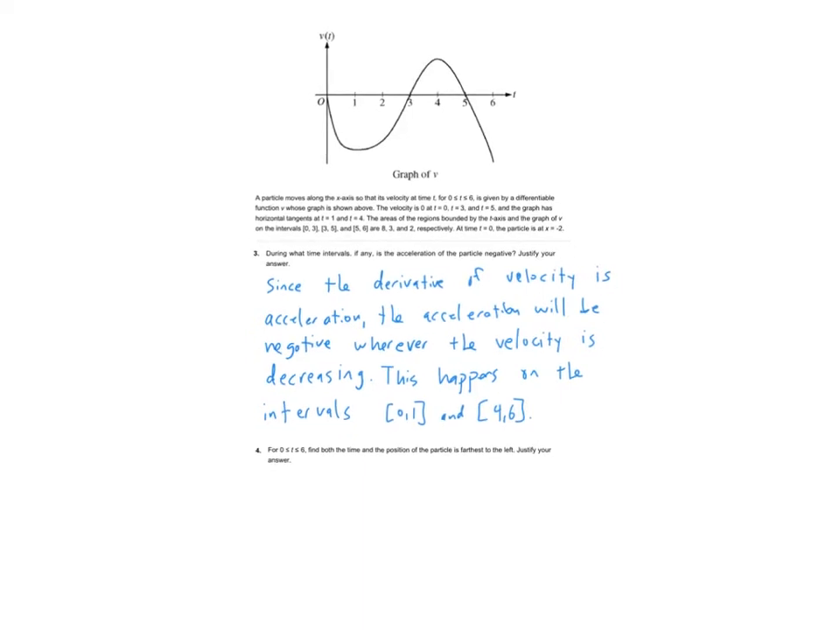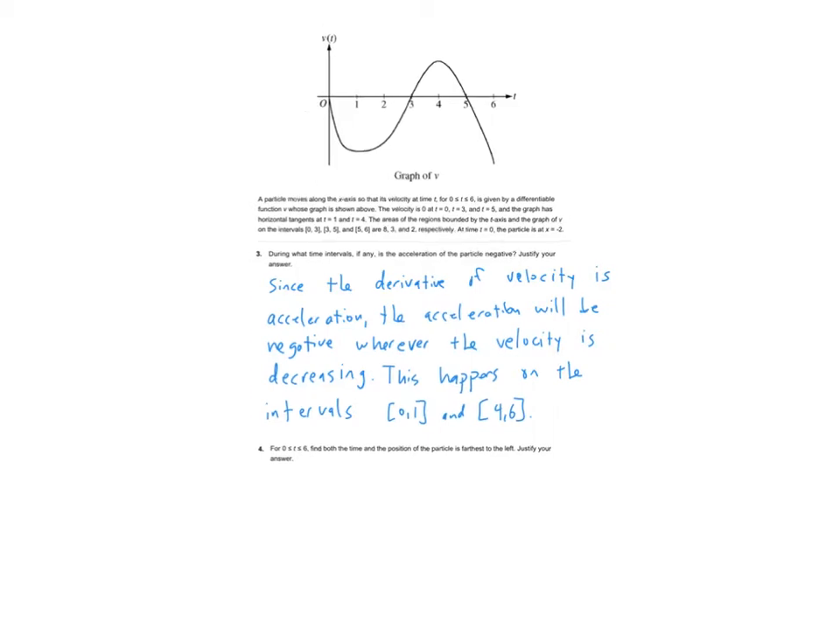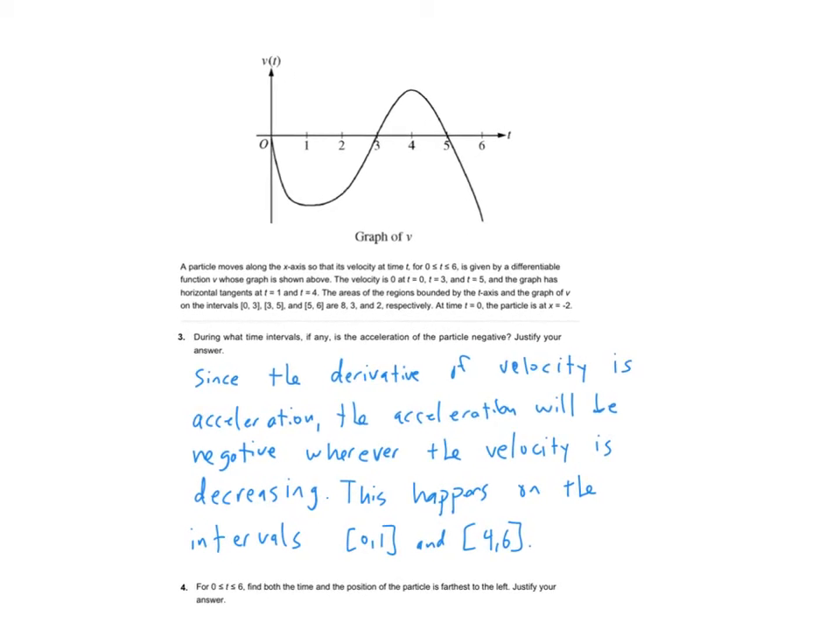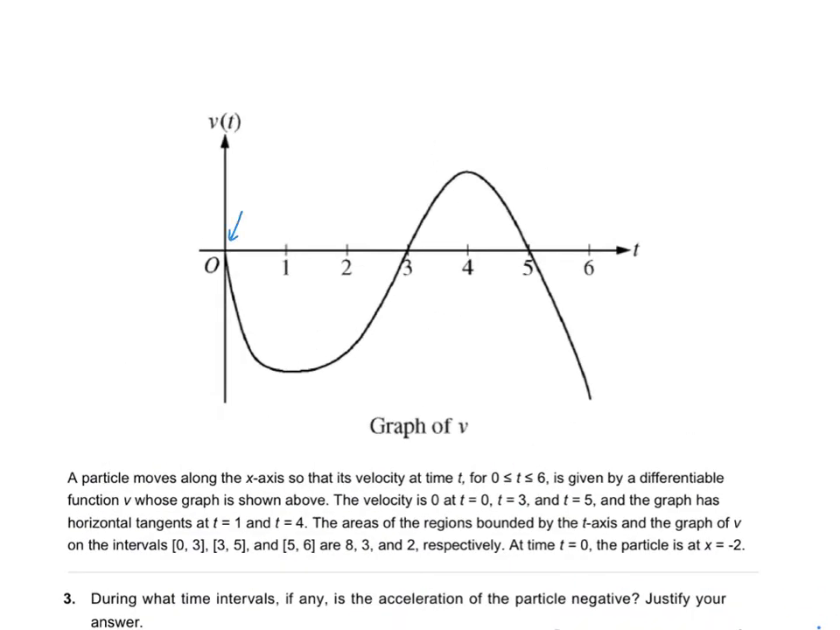All right, last one. For t between 0 and 6, find both the time and the position of the particle that's farthest to the left. Justify your answer. Okay, so we want to know when it's farthest to the left. If you remember, when I labeled the other picture, this was x equals -2, this is x equals -10, this was x equals -7, and this is x equals -9, I think.